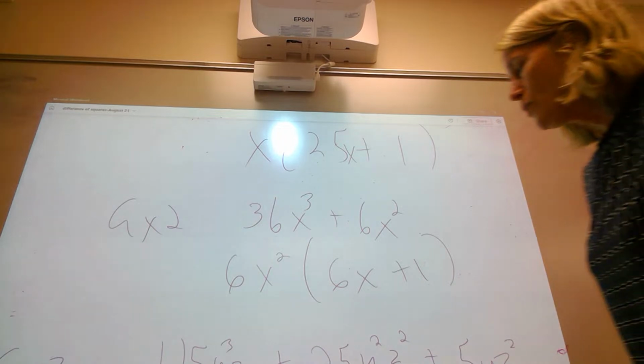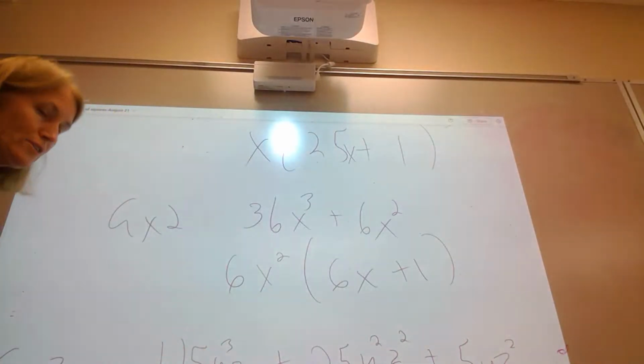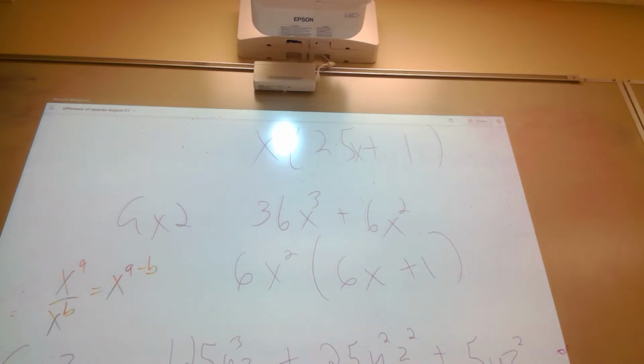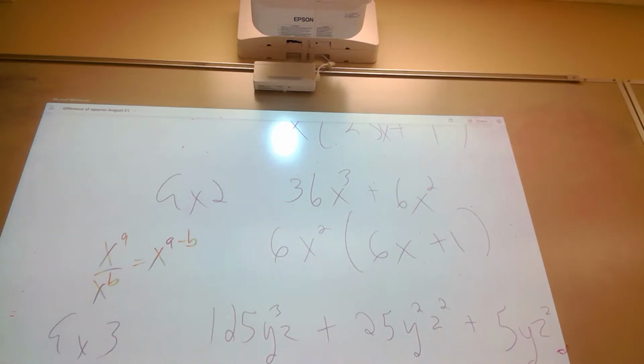Okay, so 125 divided by 5 is 25. Y cubed divided by y is y squared. Remember, we subtract those exponents when we divide. So x to the a over x to the b is x to the a minus b. What we're doing is we're dividing y cubed by y, so we subtract it, we get y squared. Z divided by z is just going to be 1. You know 25 divided by 5, so we get this.